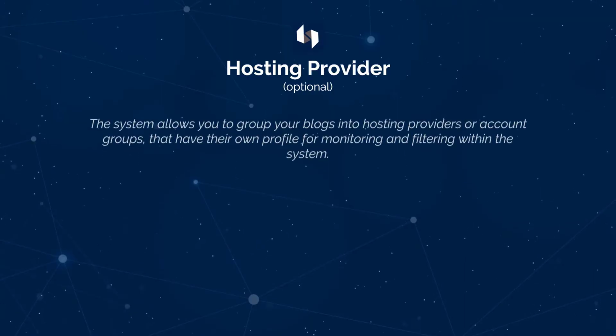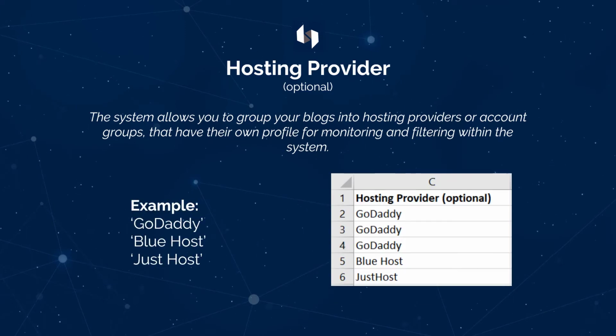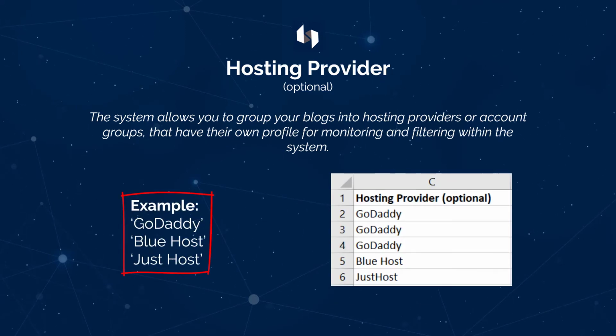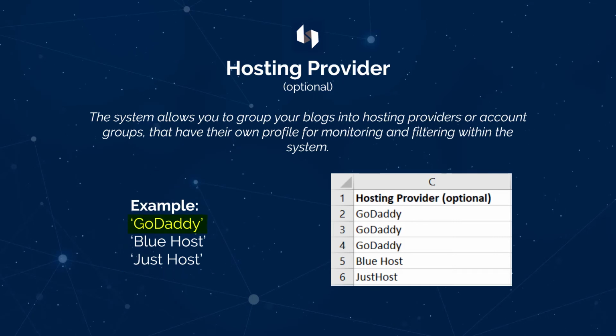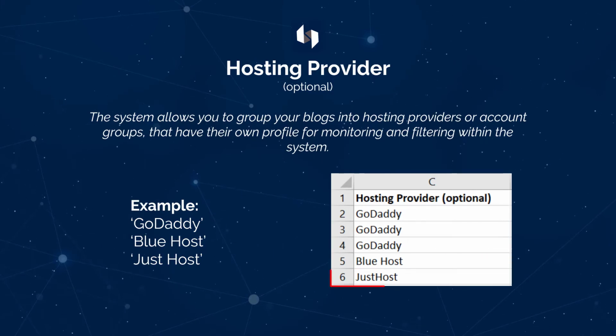Hosting provider. The system allows you to group your blogs into hosting providers or account groups that have their own profile for monitoring and filtering within the system. Use the same tag in the CSV to group blogs on the same hosting account. In the example CSV, we've created 3 hosting groups called GoDaddy, Bluehost and Just Host. The first 3 blogs will be grouped into GoDaddy, while the remaining 2 will go into Bluehost and Just Host respectively.